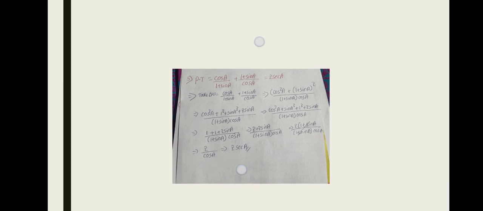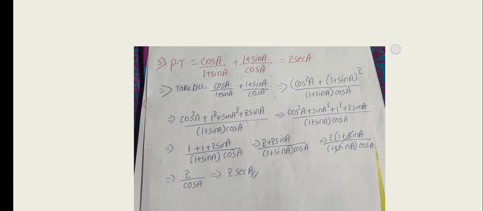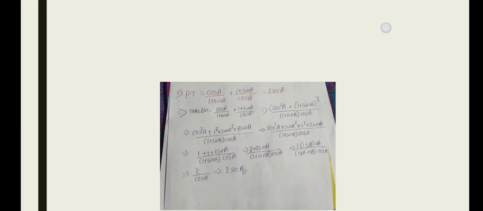This is: prove that cos A divided by 1 plus sin A plus 1 plus sin A divided by cos A equals 2 secant A. First we want to take the LHS part.